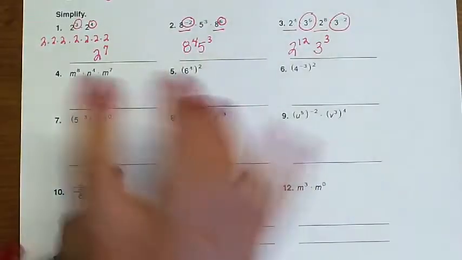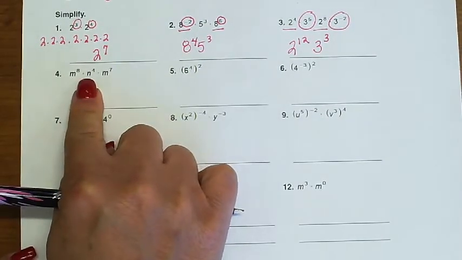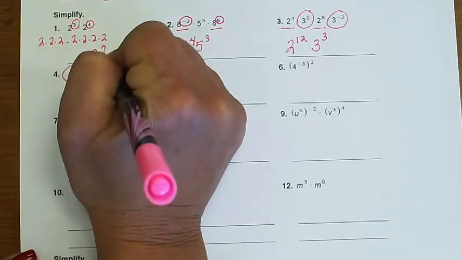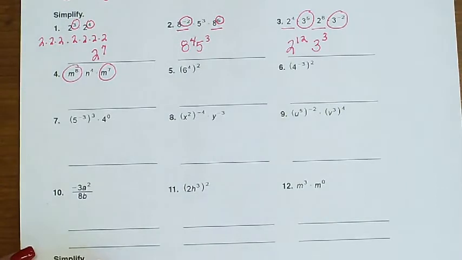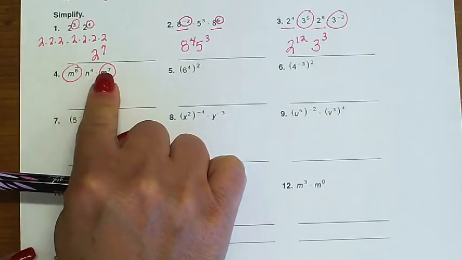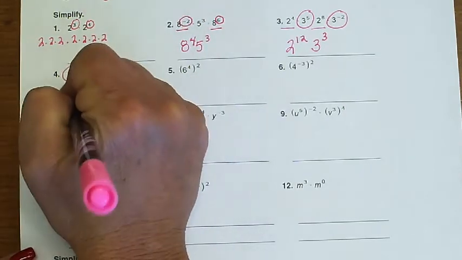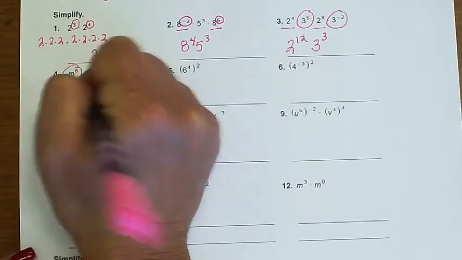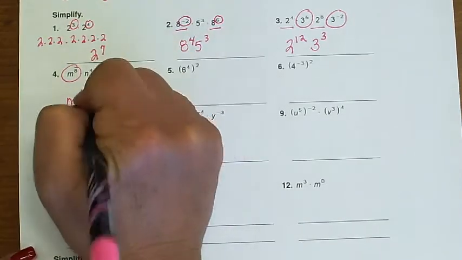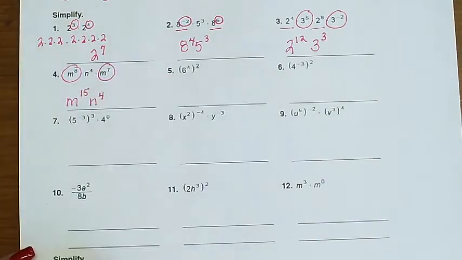Okay, now on number 4, we have variables instead of actual numbers, but it's the same concept. My m's are the same bases, so I can simplify those. So I've got 8 m's right here and 7 more right here. So I have a total of 15, so m to the 15th. And then the n, that's the only one of those, so n to the 4th would remain.